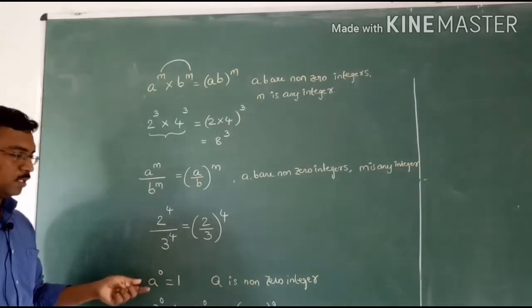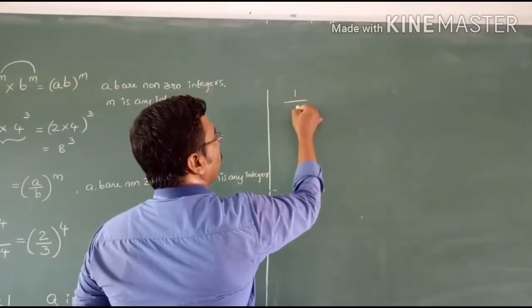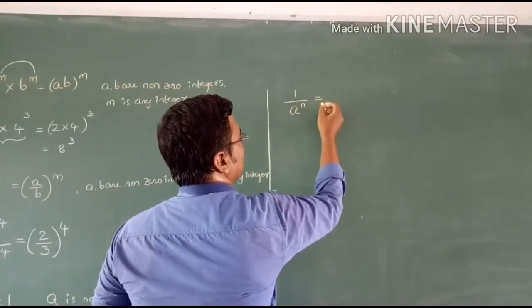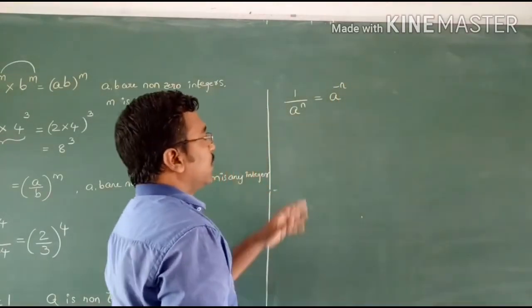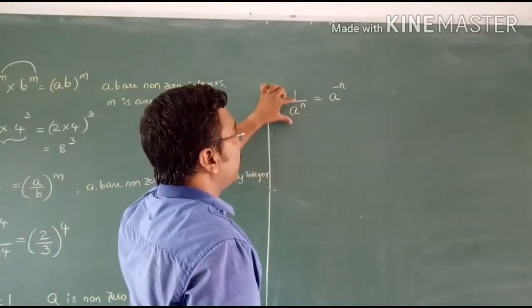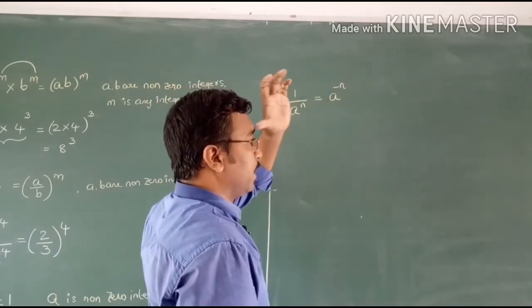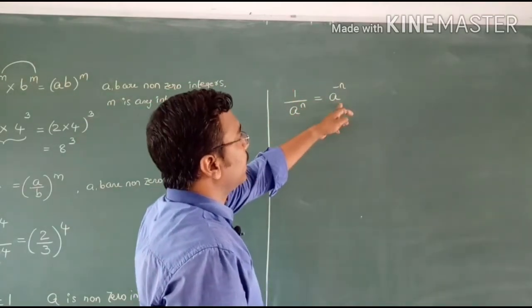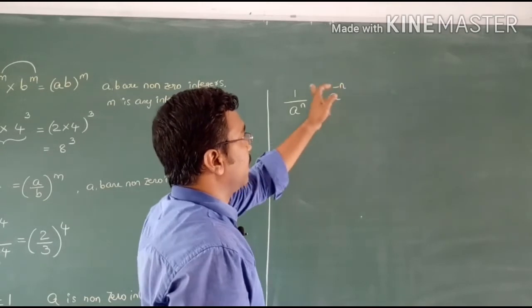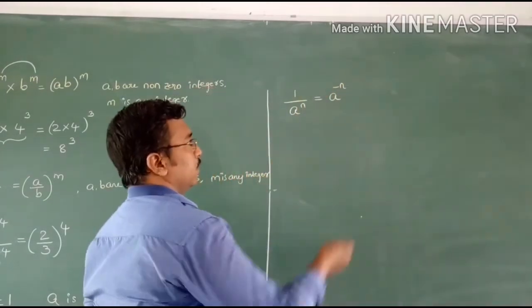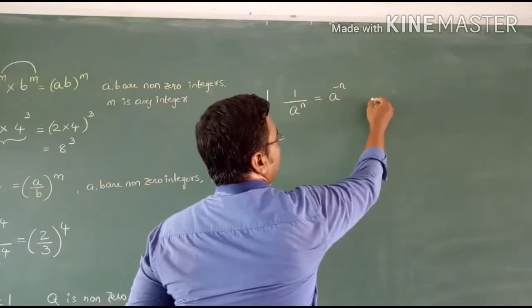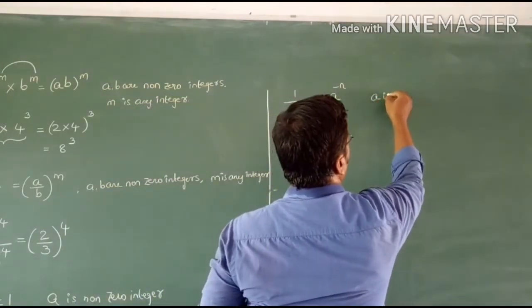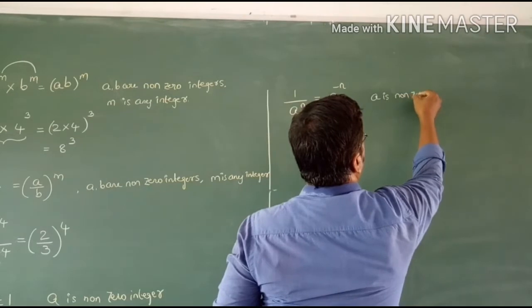1 by a power n is equal to a power minus n. Writing the 1 by a power n as a power minus n. Otherwise, we can write the negative exponent a power minus n as 1 by a power n. See here, a is a non-zero integer here also.